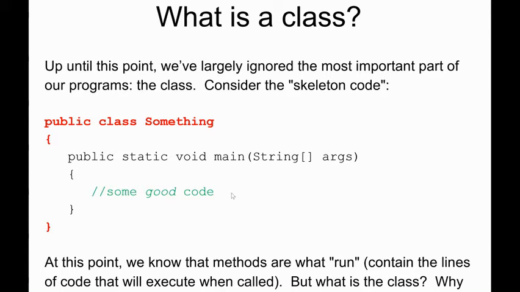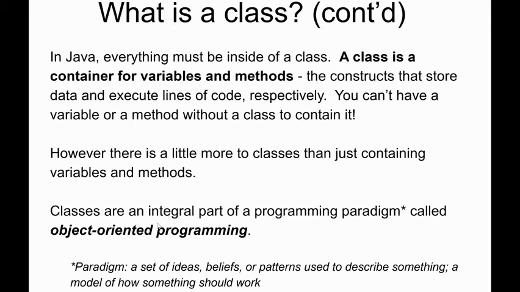At this point, we know that methods are what? Run, meaning that it contains lines of code that will execute when called. But what is the class? Why do we need it? In Java, everything must be inside of a class. A class is a container for variables and methods, the constructs that store data and execute lines of code respectively. You can't have a variable or a method without a class to contain it.